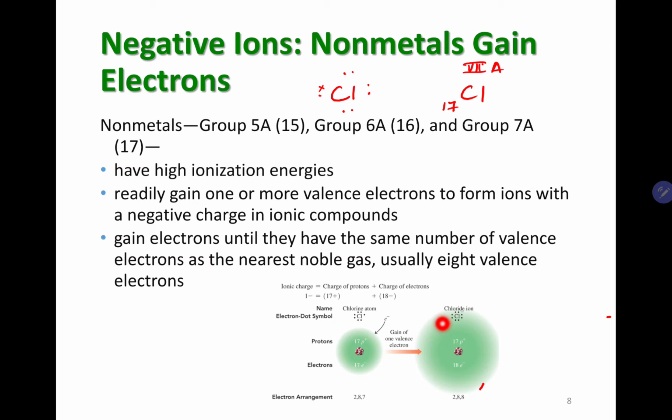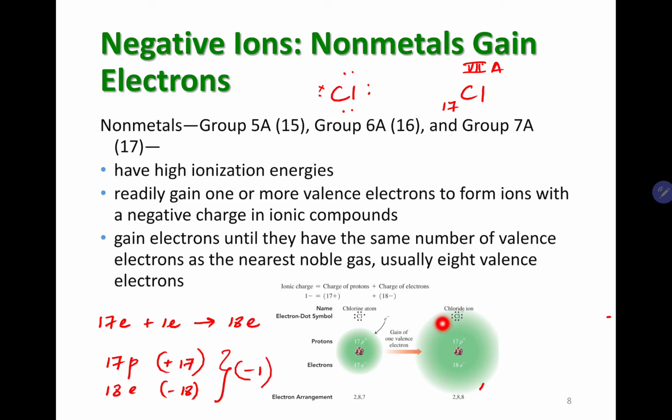So when that happens, chlorine already had 17 electrons. You are gaining one more electron, so you have 18 electrons in total. But you only have 17 protons. Nothing happens to the protons. So you have 17 protons, which is plus 17 in charge, and 18 electrons, which is minus 18 in charge. So the difference is what? The sum of charges will be a minus 1. Therefore, once chlorine gains an electron, it will become a minus 1 charge.